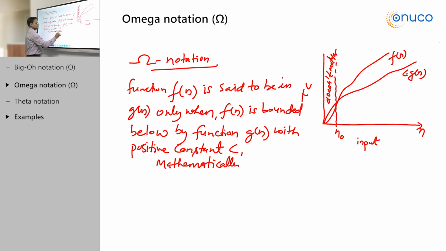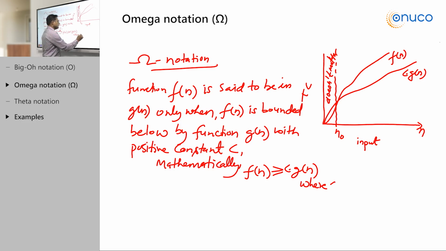Mathematically, we can define f of n is greater than or equal to c into g of n. In O notation, we discussed f of n is less than or equal to g of n. Here f of n is greater than or equal to c into g of n, where c is a positive constant and, for all n, n must be greater than or equal to n naught.